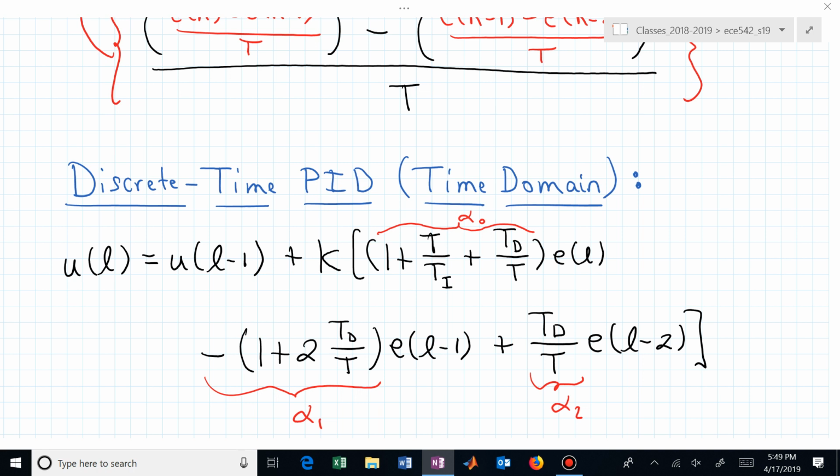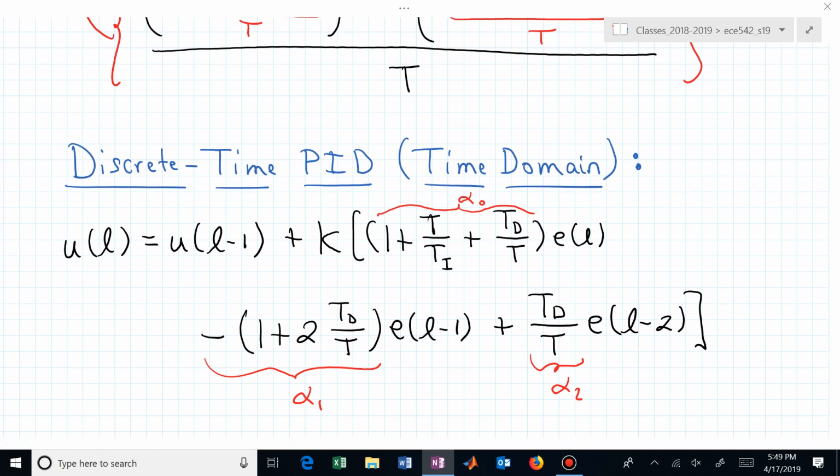And we are going to simplify that by collapsing all of those combinations of sample period, integral time, and derivative time into 3 different coefficients. We're going to call it alpha sub 0 for the present error's weight, alpha 1 for the previous error's weight or coefficient, and alpha sub 2 for the coefficient on the error 2 samples ago.